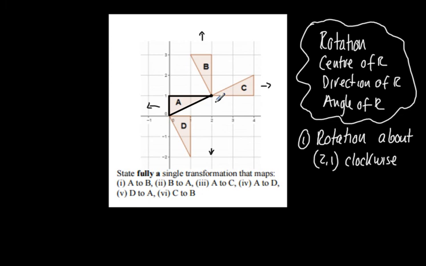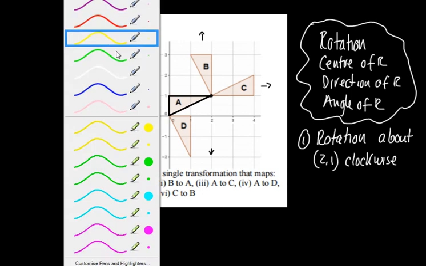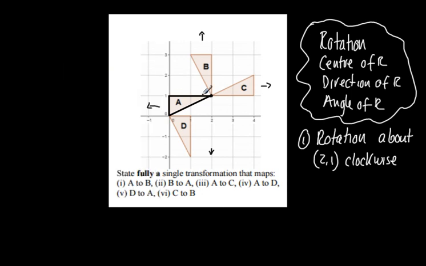It's important to also stress that if you're rotating a shape clockwise by 90 degrees, you could say you're rotating it anti-clockwise by 270. So let's just go ahead and put this on. As stated, it's significantly easier to see this if you've got tracing paper. So its rotation is about 2, 1, it's clockwise, and it's 90 degrees. B to A.